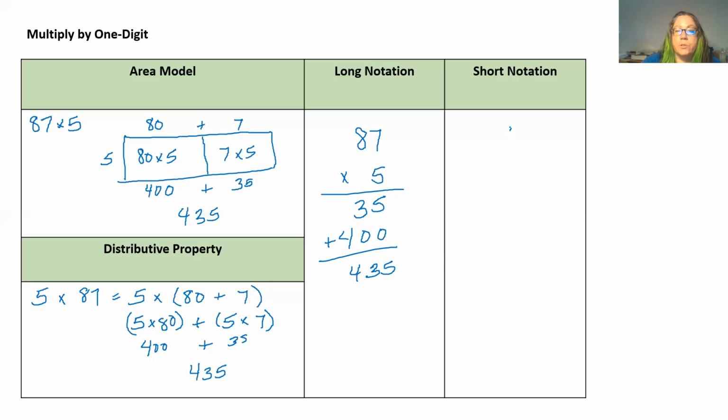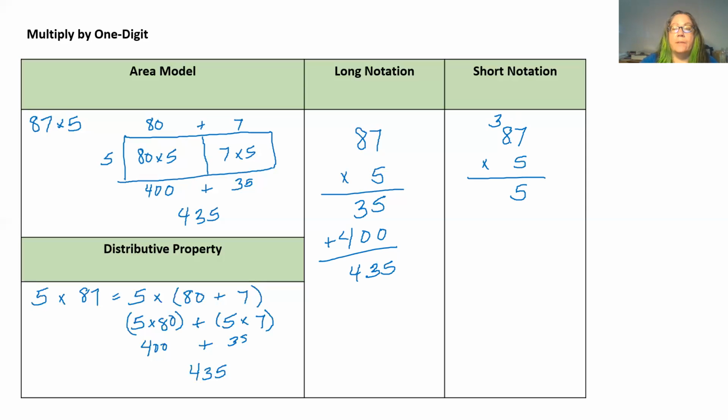All right, let's look at the short notation. Now, remember, short notation is the one where we keep most of the steps in our head, and we have the shortest amount of actual writing on the paper. So 5 times 7 is 35. I write the 5. I carry the 30. But because I carried it to the tens place, I only write it as 3, like 3 tens.